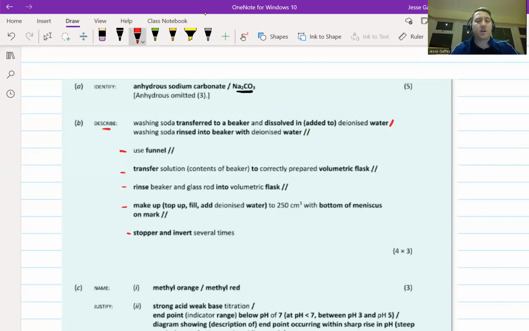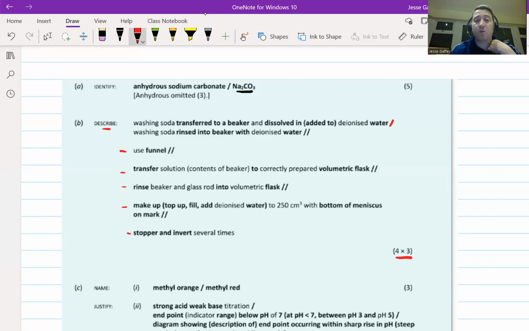Hopefully that makes sense. All right, so looking through your answer now and seeing did you pick up enough of the marks to get the 12. The bold is the key bit of the information. So stopper and invert is the key bit. Even if you didn't say several times, you can still get the marks here. If you just said stopper and invert, you will get the marks. All right, so going through that, let's mark your answer and hopefully we're all getting 12 there.